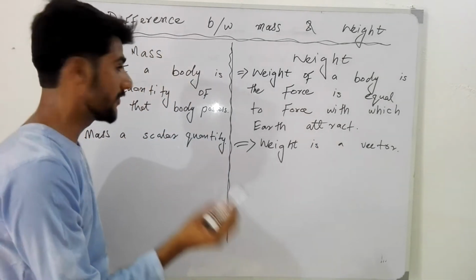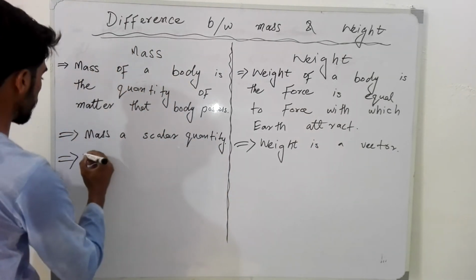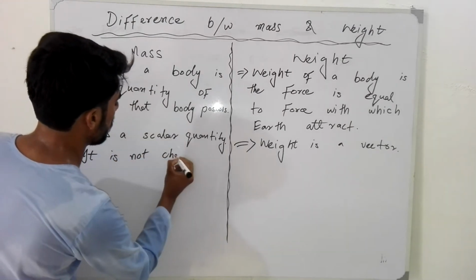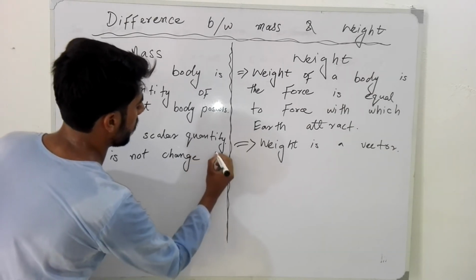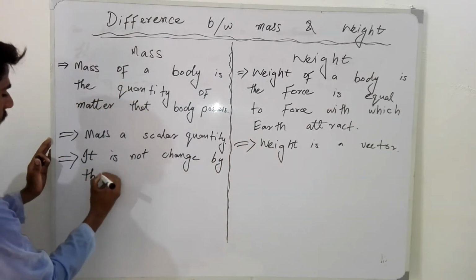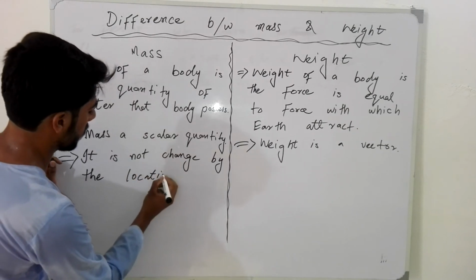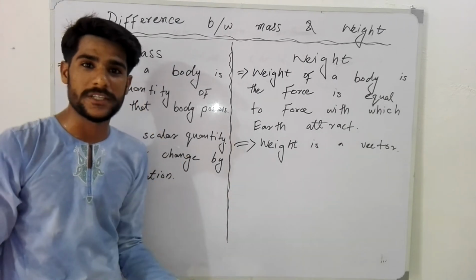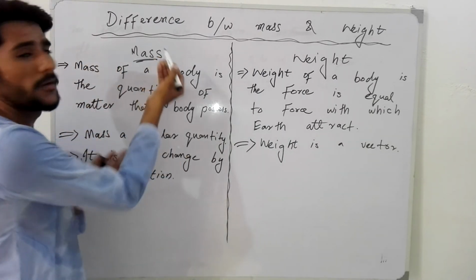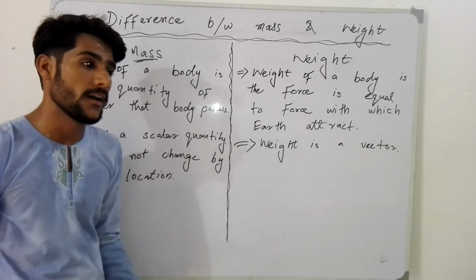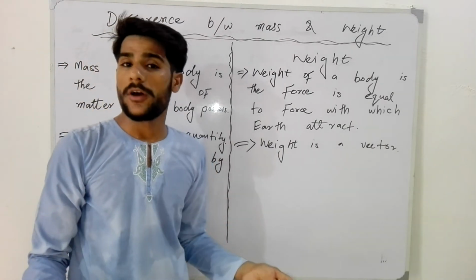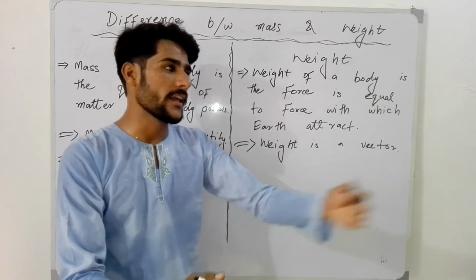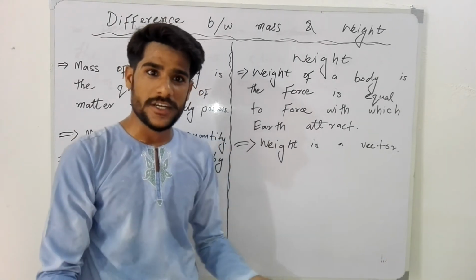We come to the next point, very important: mass does not change by the location. That is, if we change the place of a certain mass or any object, it does not affect the mass. It remains constant. For example, if a body has a mass of 5 kg and we put it in another place, its mass remains constant, 5 kg.